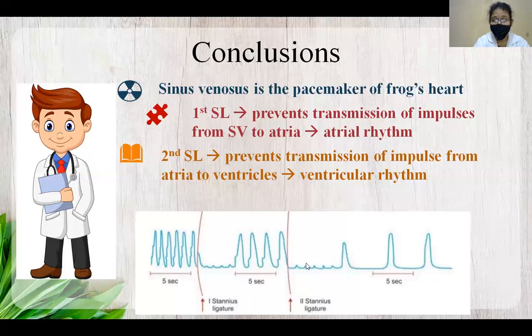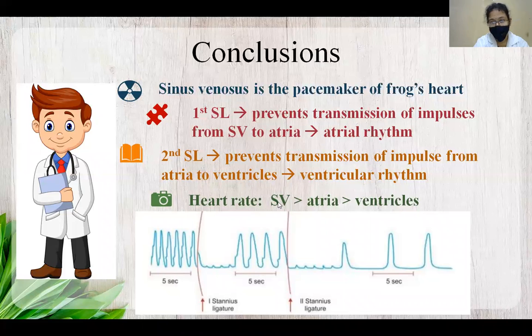So this graph also says that all the portions of the heart have got autorhythmicity, and when you compare the rate of generation, sinus venosus is more than the atria, which is more than that of the ventricle. So this is what you have to conclude.